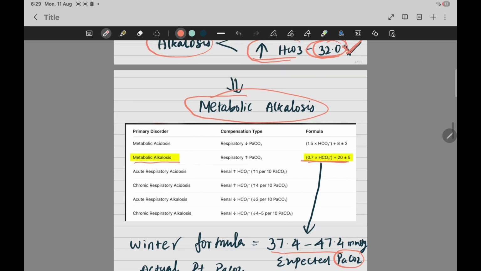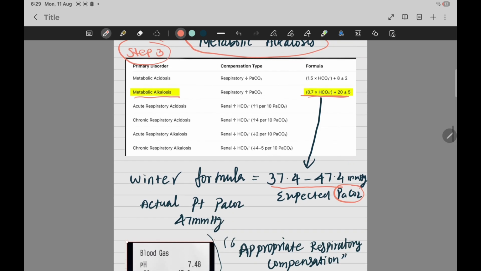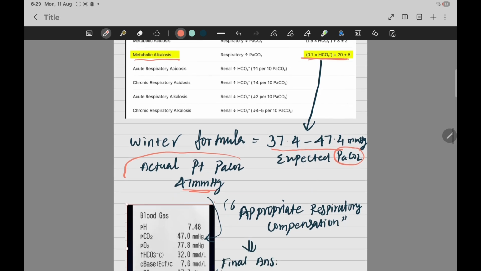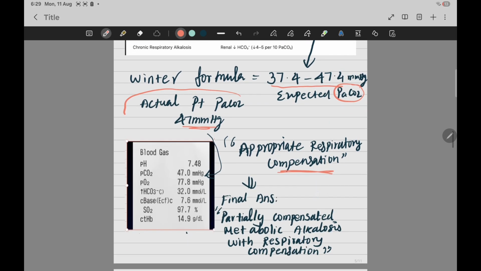This is step 3, compensation or not. We are finding whether there is compensation. The expectation was 37 to 47. Now what is the actual patient PaCO2? 47. So it is inside the range, so the respiratory system is appropriately compensating. So what is the final answer? The final answer is a partially compensated metabolic alkalosis.